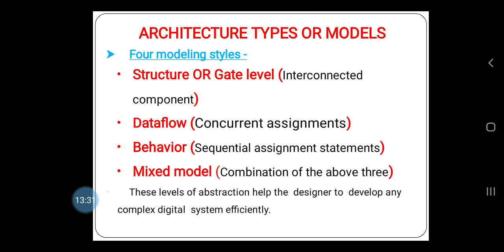So we have already done with the four different modeling types of architecture. That was structural architecture, or it is also called gate level architecture. Here the interconnected components are declared, then the data flow or concurrent assignments, behavioral, sequential statement assignments, and a mixed model. Mixed model is a combination of the above three. These levels of abstraction help the designer to develop any complex digital system efficiently.